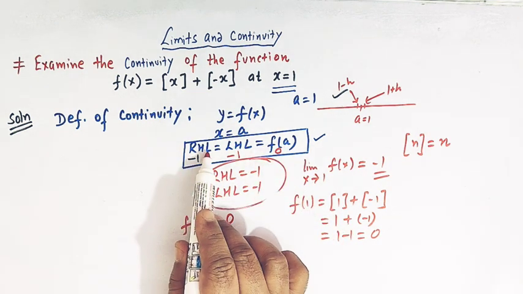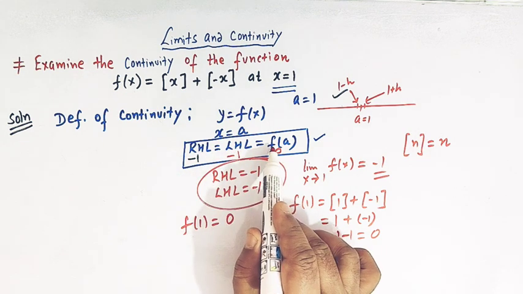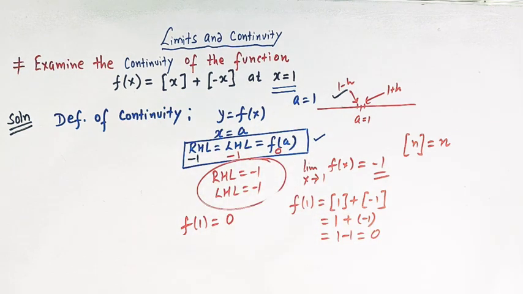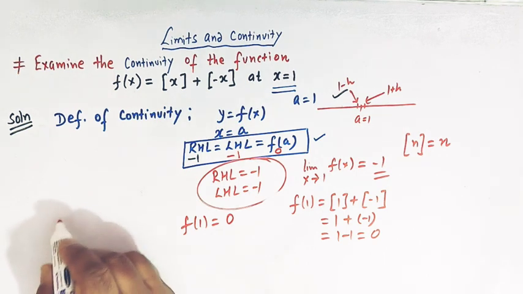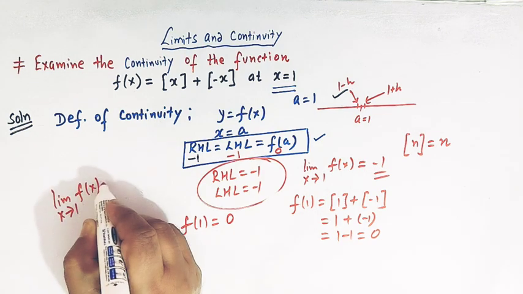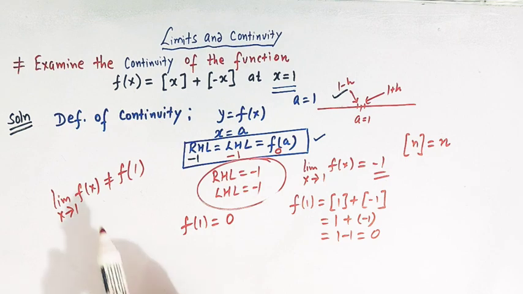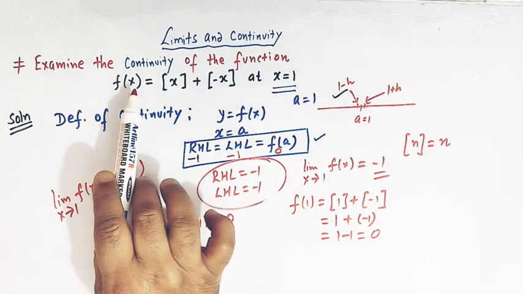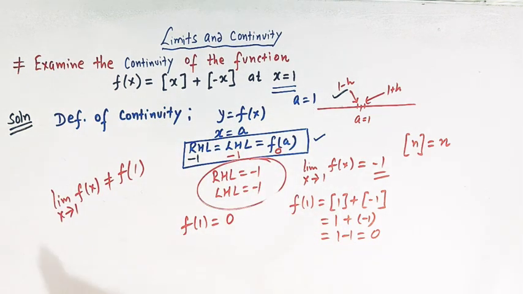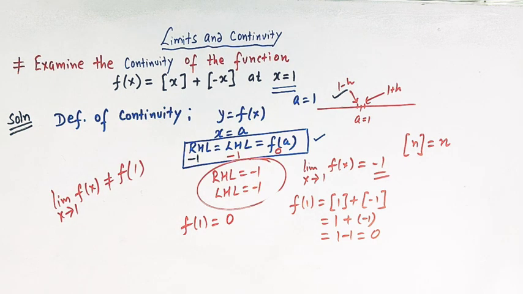So the right hand limit is equal to left hand limit, but these two quantities are not equal to the value of the function at a is equal to 1. So we can write that limit x tends to 1, f of x is not equal to f of 1, right? And we can now say that this function is not continuous at a is equal to 1, because the limit of the function is not equal to the value of the function at the given point.